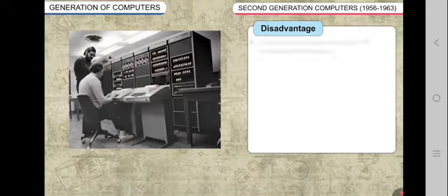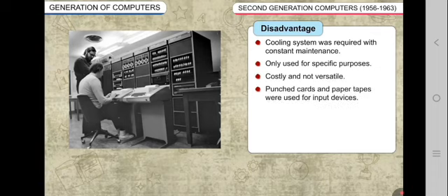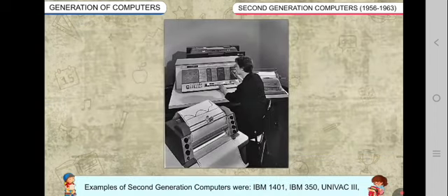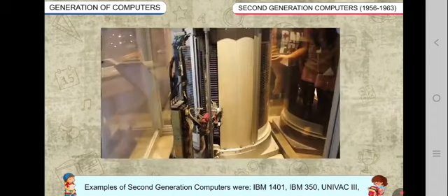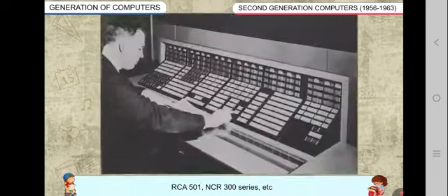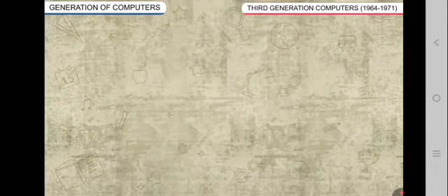They were large, had small internal storage, and were very expensive. Punched cards and paper tapes were used to input data. The operating system used was batch operating system. Some examples of first-generation computers were Mark I, ENIAC, Electronic Numerical Integrator and Computer, UNIVAC, Universal Automatic Computer, EDVAC, Electronic Discrete Variable Automatic Computer.